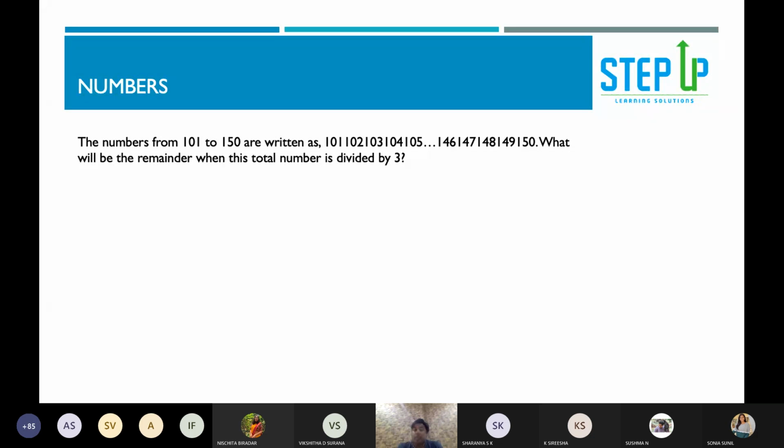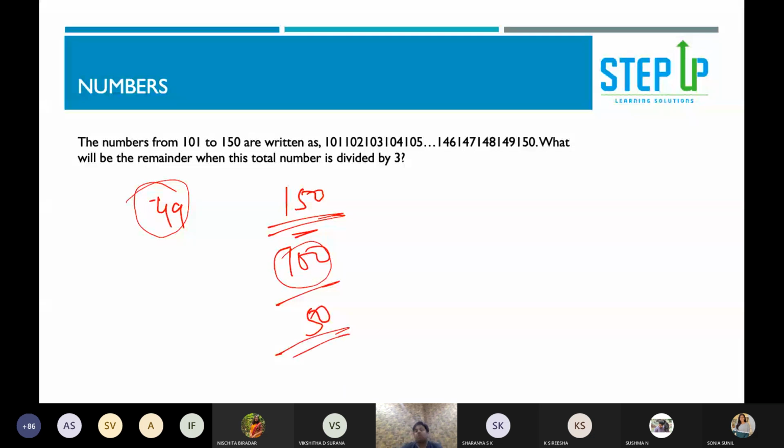Here, your series is starting from 101. In that case, you can't apply the n into n plus 1 by 2 formula directly. What you have to do is find the total sum till 150, then the total sum till 100, and subtract it to get the exact answer. Are you with me? Yes, sir. So you can't take 49 directly, but you have to take the sum till 150 first, then 100, then subtract to get your answer for 50 numbers.